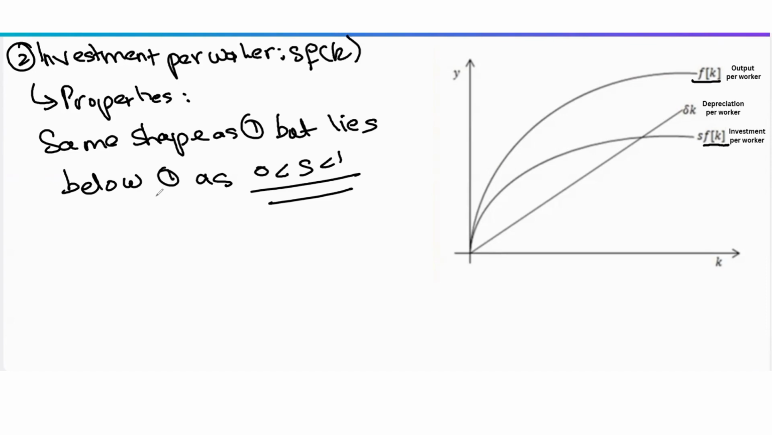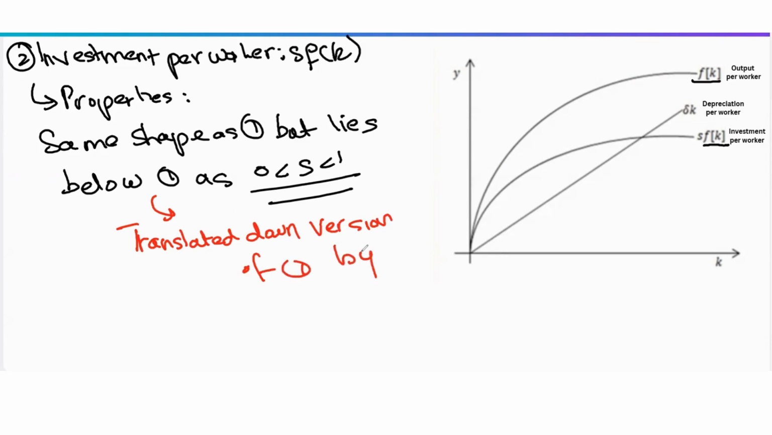So you have the same exact shape, you still have upward sloping, and you still have concave or diminishing slope, but now it's a translated down or scaled down version of 1 by s, because s is between 0 and 1, right? That's why. So this is the investment per worker curve.